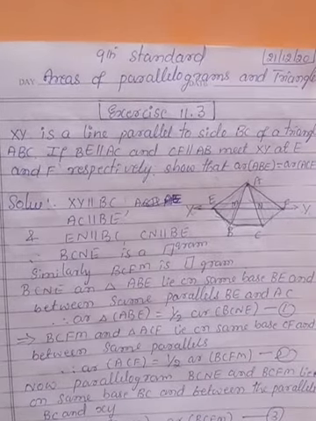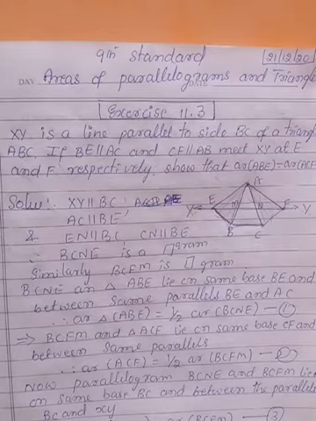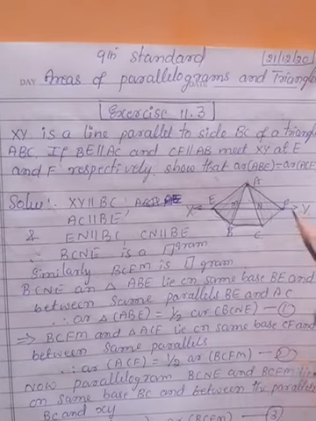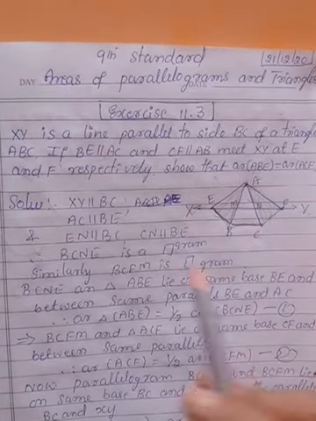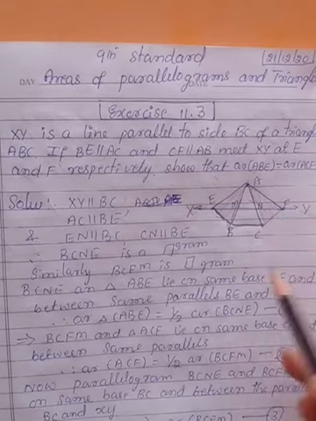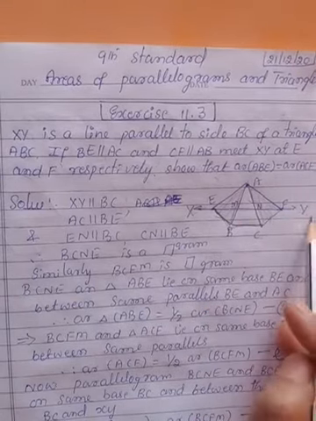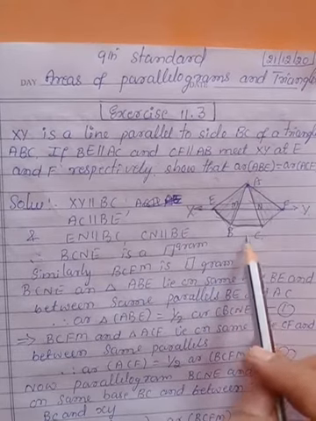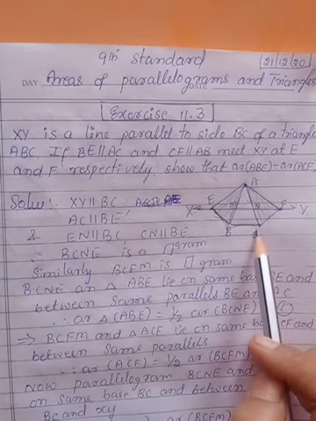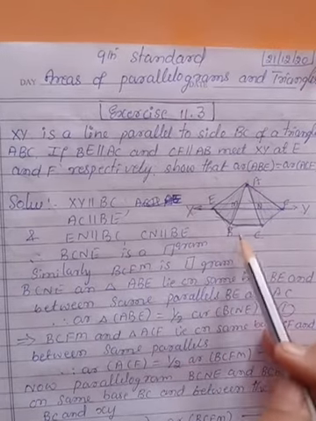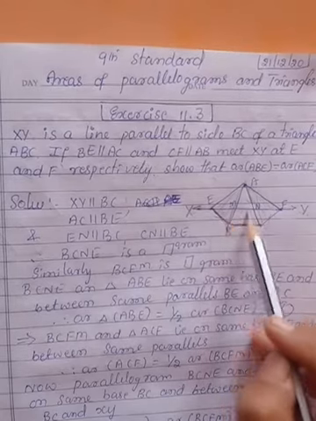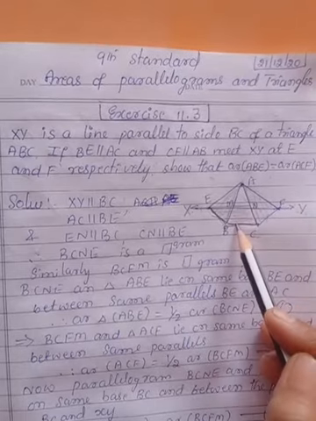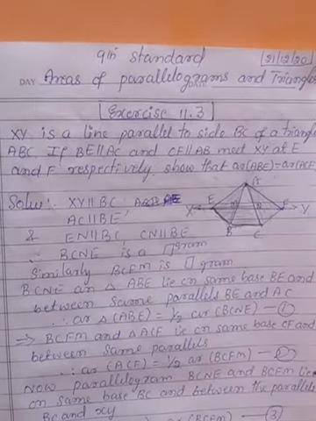This is the problem, children. First, what is given? Just check it out. They have given XY is parallel to BC, and they have given AC is parallel to BE. Then EN: when XY is parallel, even EN will be parallel to BC, isn't it? In the same way, CN will be parallel to BE. At that time, this one, BCNE, will become a parallelogram. Clear? So, BCNE is a parallelogram.